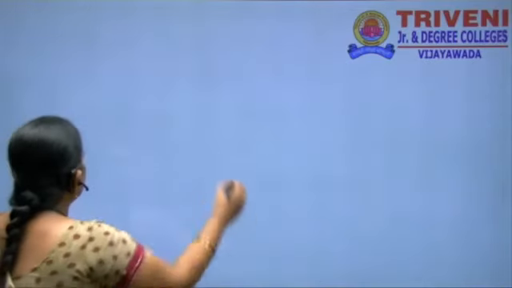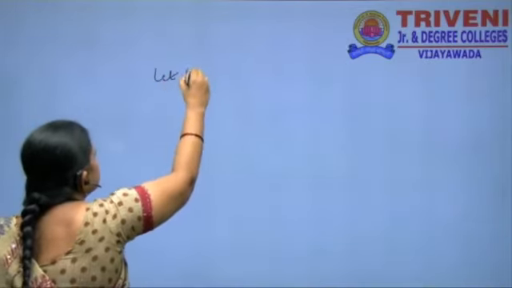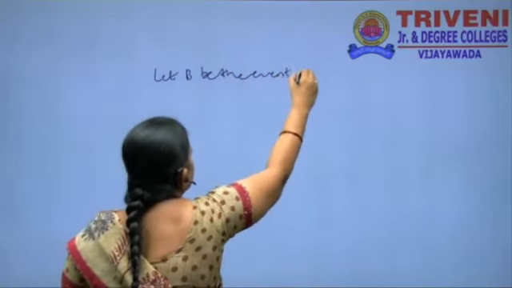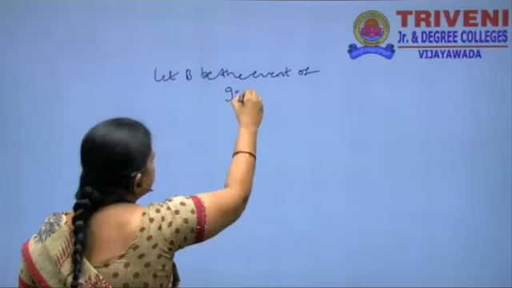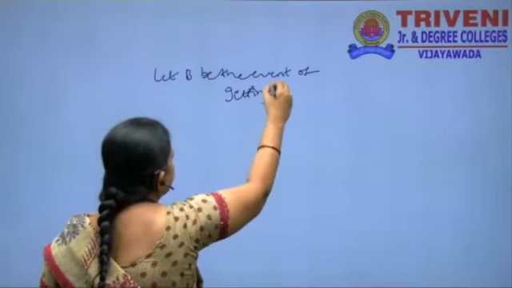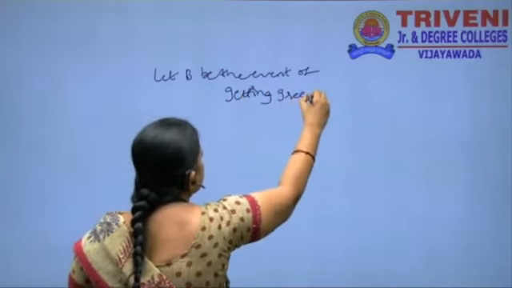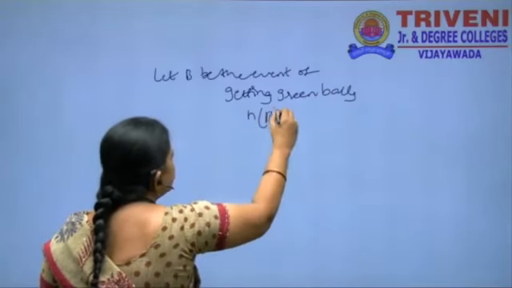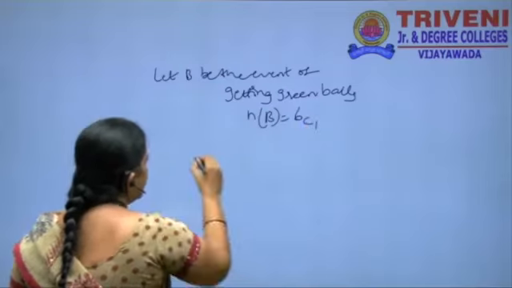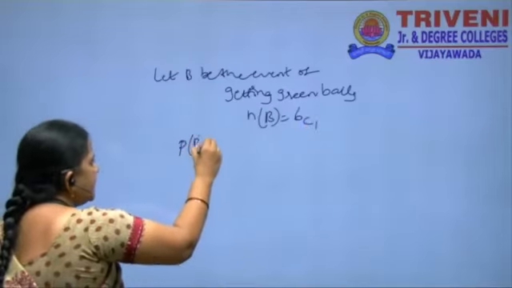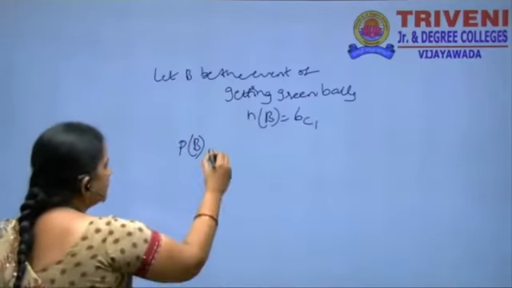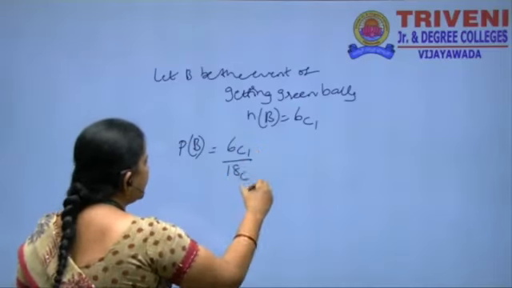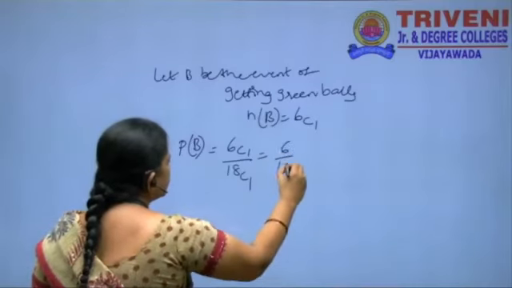And let B be the event of getting green balls. How many green balls are there? 6. That is N of B is equal to 6C1. Therefore, the probability P of B of getting a green ball out of 18 balls is 6C1 by 18C1, that is equal to 6 by 18.